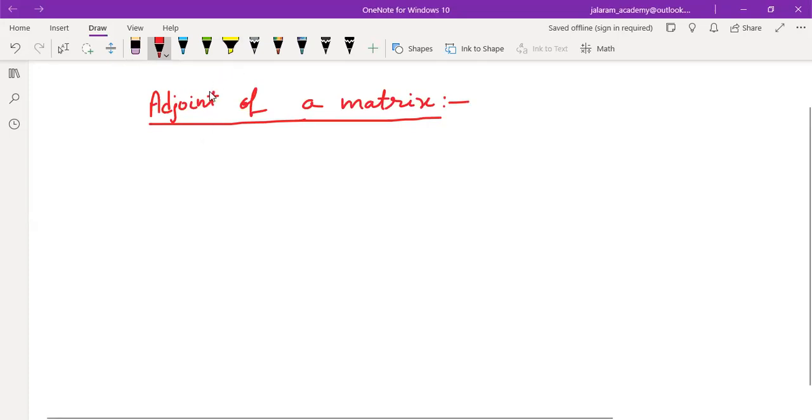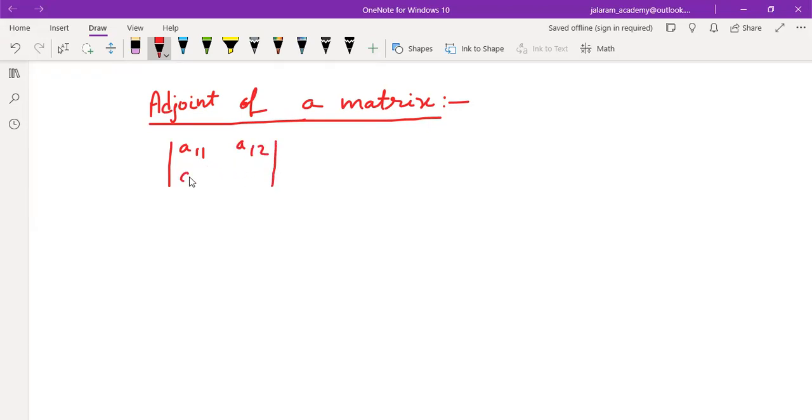So if there is a matrix of order 2 cross 2, a11 means element of first row, first column, a12 means element of first row, second column, a21 element of second row, first column, a22 means element of second row, second column. Now how to find its adjoint?